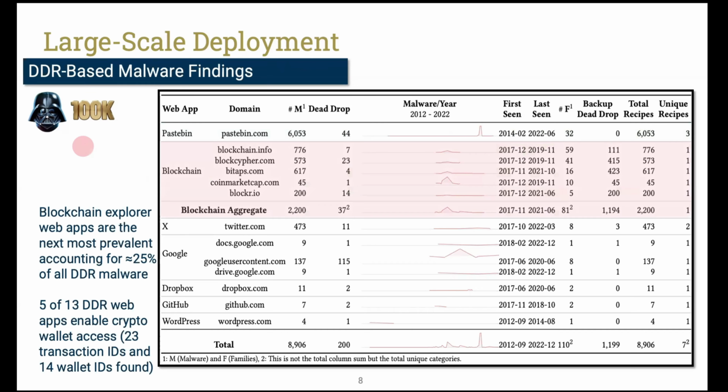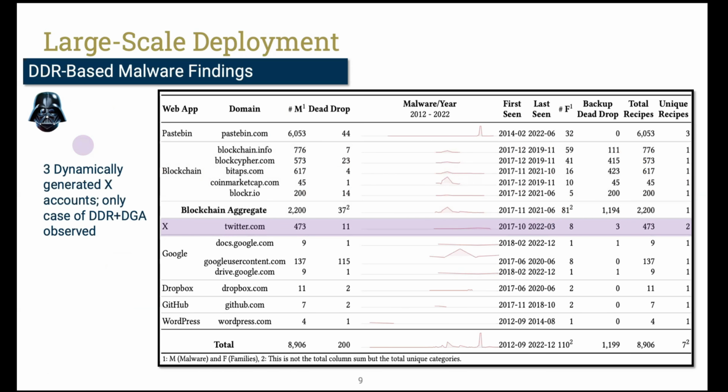Surprisingly, VADER also found that 5 out of 13 web apps are blockchain explorers, accounting for roughly 25% of all DDR malware identified. We noticed that most DDR malware using a blockchain explorer use more than one as backups, but each malware only uses one wallet ID. We identified a total of 14 wallet IDs. So CNC orchestrators buy Bitcoin, which updates the transaction ledger, and then the malware retrieves the most recent transactions and converts them to an IP address, which it uses to contact the CNC server.